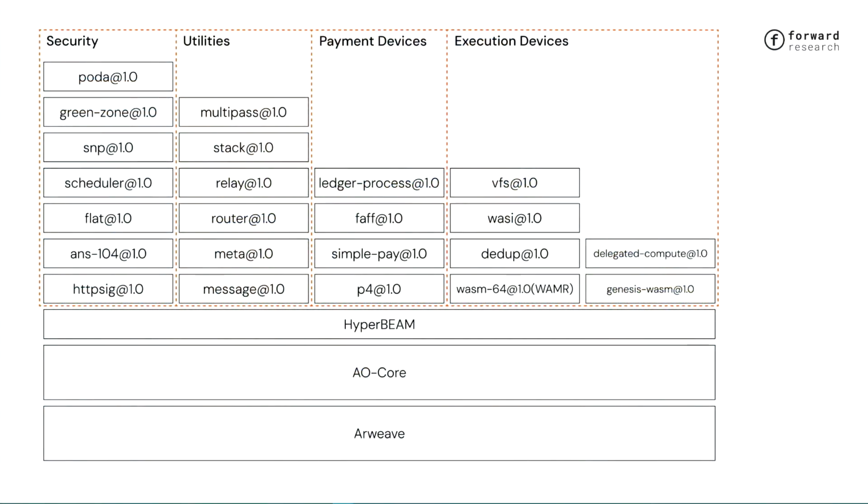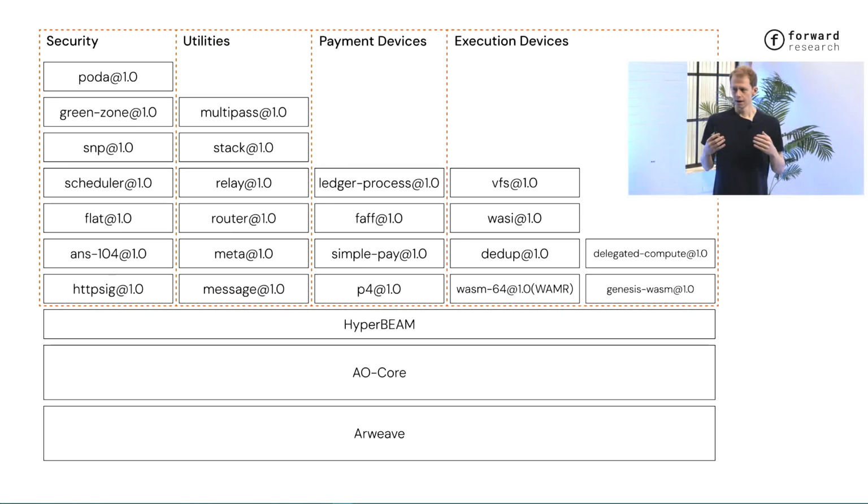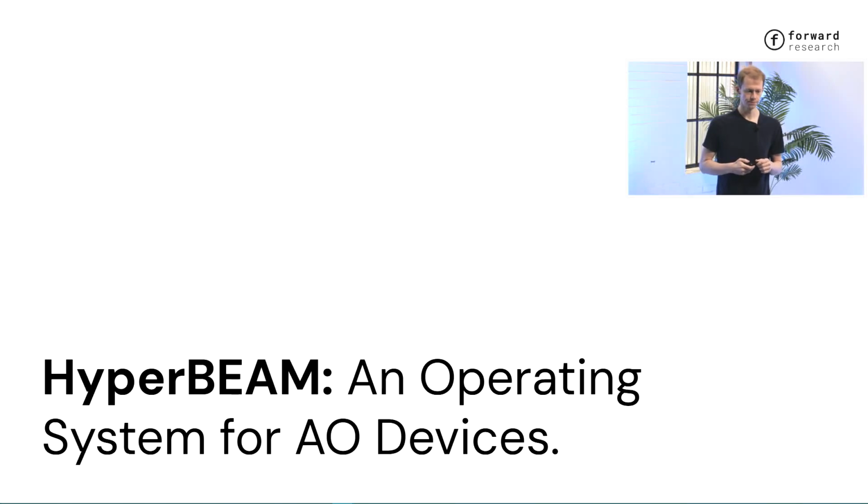So inside AO running on HyperBEAM, we see that there's many, many different stacks of devices that all work together to achieve what looks to the user like a single unified experience. There are execution devices, there's payment devices, there's utilities that allow you to transform data in certain ways, and you don't have to rebuild those if you want to do something simple. You can just hook into the ones that already exist, as well as security devices, which allow you to give certain types of attestations to those hash paths and results that you're giving to end users.